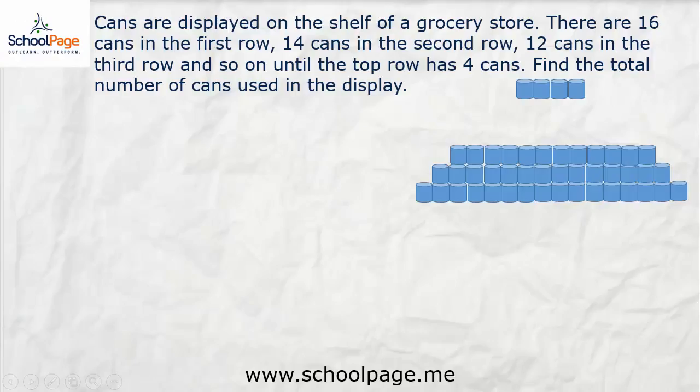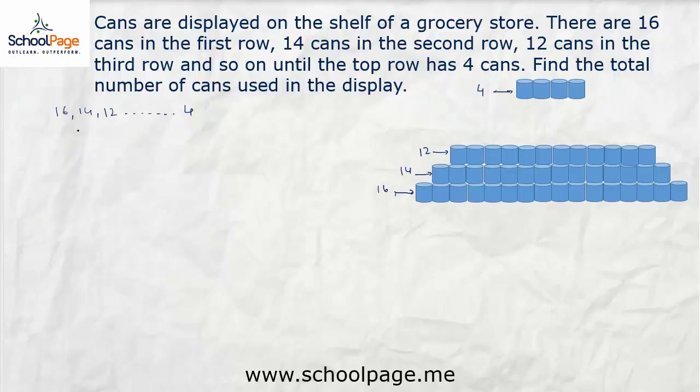Let us take a real life example where cans are displayed on the shelf of a grocery store. There are 16 cans in the first row, 14 cans in the second row, 12 cans in the third row, and so on until the top row has 4 cans. We have to find the total number of cans used in the display. So let us first write the number of cans in each row. So we have 16 in the first row, 14 in the second row, 12 in the third row, and it goes on till there are 4 cans in the top row.